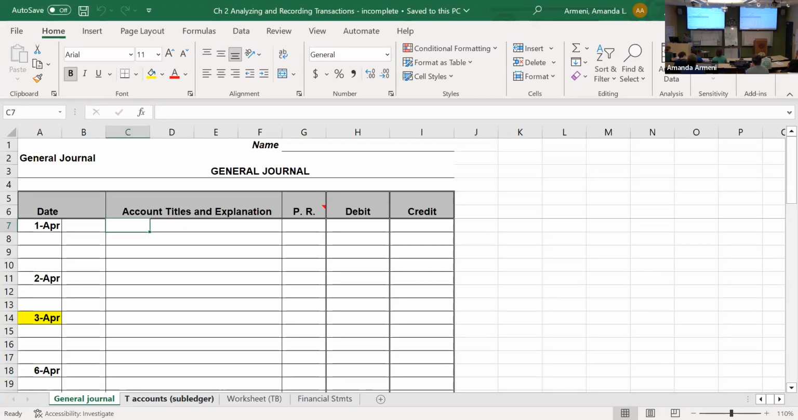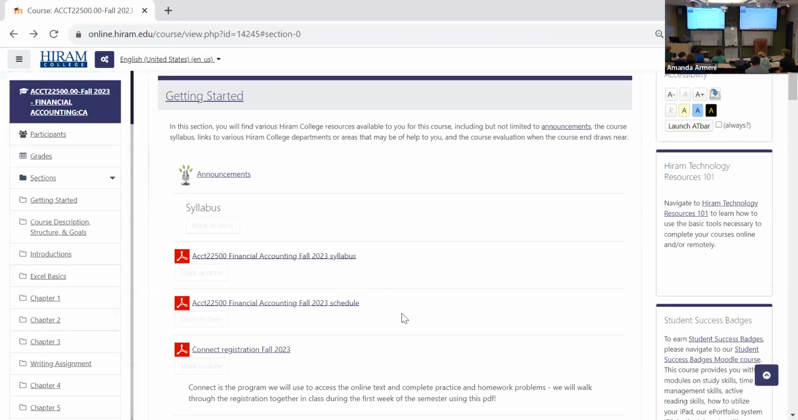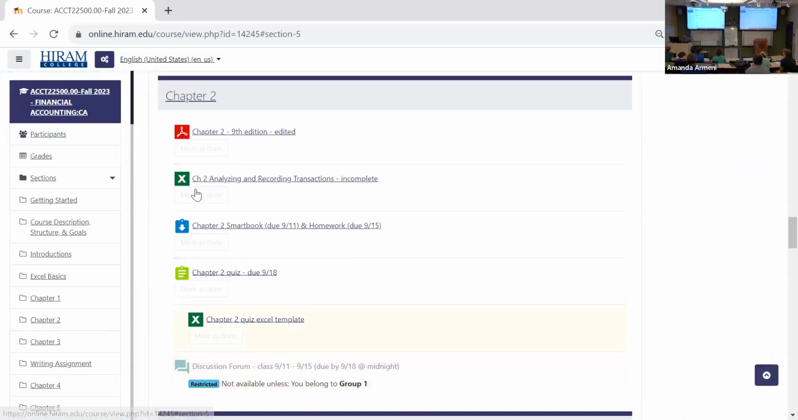So in Moodle, you should see in chapter 2, here's the chapter 2 Excel spreadsheet. You don't have to open it right now. We're not going to use it right now, but Monday you're going to download that and we're going to start putting stuff in there. Okay.